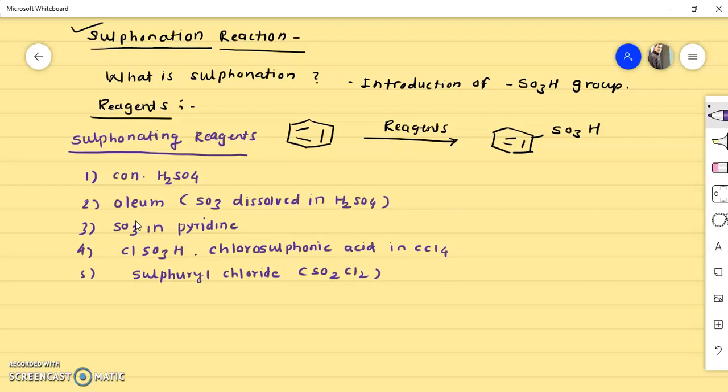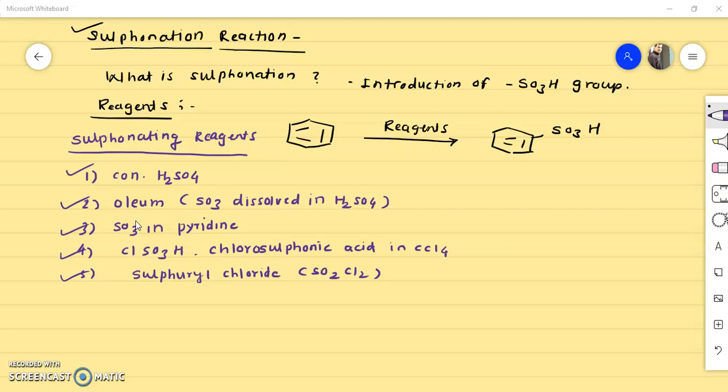So these are the various reagents used to conduct this reaction. The first one is concentrated H2SO4. The second one is oleum, which is SO3 dissolved in concentrated H2SO4. The third is SO3 in pyridine. The fourth is chlorosulfonic acid in CCl4, and the fifth is sulfuryl chloride. These are the various reagents used to carry out this reaction.